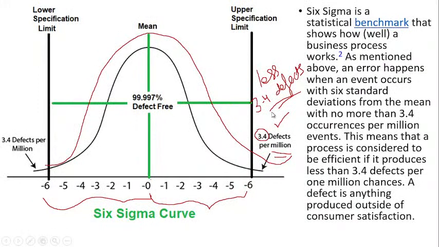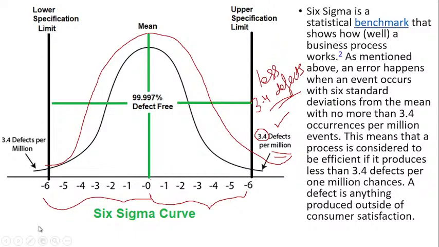3.4 defects per million means the Six Sigma statistical approach, where the process is considered efficient as it produces less than 3.4 defects per 1 million chances. So that is a Six Sigma curve. This is bell shaped, defect free.